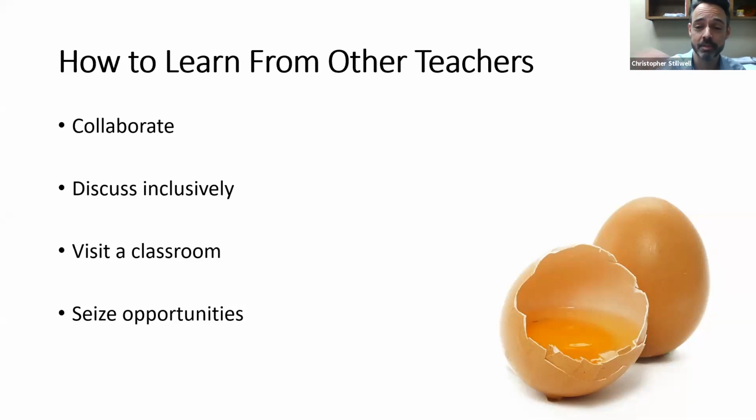It just happens. But there are some activities we can participate in to make this kind of gathering and learning happen. And you can see 4 of them here. The first one is to collaborate. The second is to discuss inclusively. Third is visit a classroom. Many of you said the same thing when you said observe a classroom. And the last one is seize opportunities.